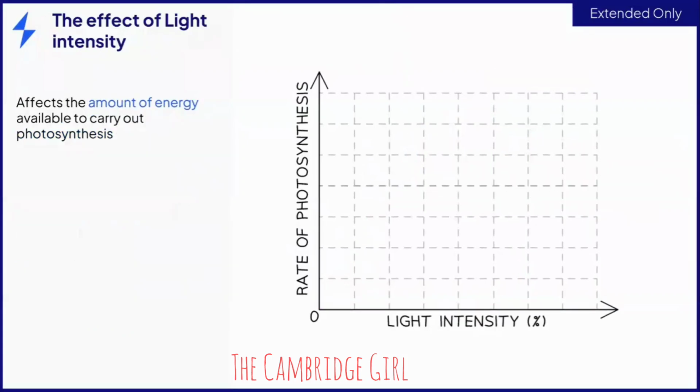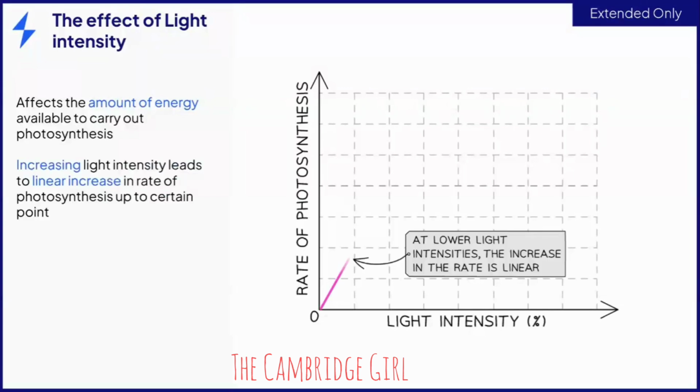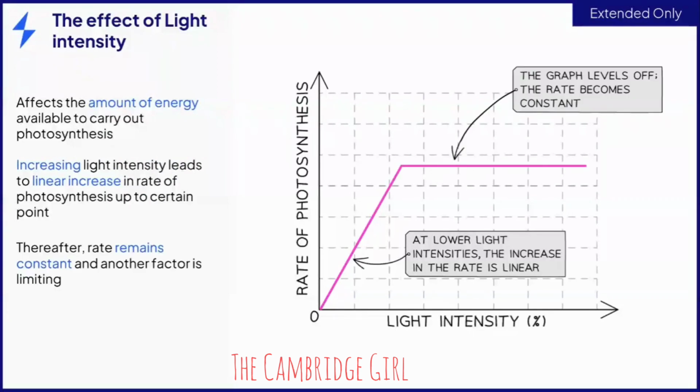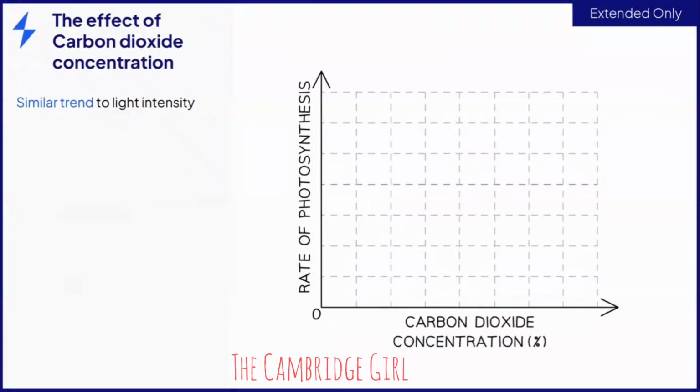Any further increase in temperature will lead to a decrease in the rate of photosynthesis as the enzymes begin to denature. Light intensity will affect the amount of energy that the plant has available to carry out photosynthesis. At low light intensities, increasing the intensity will lead to a linear increase in the rate of photosynthesis. This trend will continue up to a certain point, where after any further increase in light intensity will not increase the rate of photosynthesis, and it will remain constant. At this point, one of the other factors may be limiting the rate of photosynthesis.